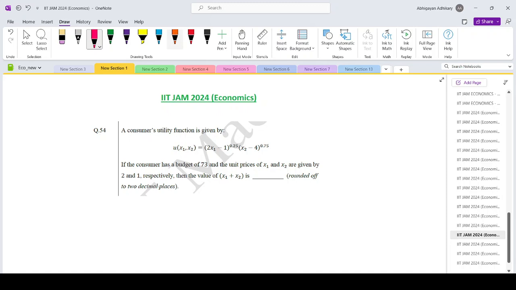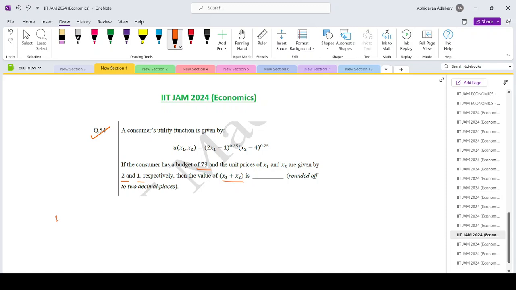Question number 54. A consumer's utility function is given by (2x1 minus 1) to the power 0.25 into (x2 minus 4) to the power 0.75. If the consumer has a budget of 73, and unit prices of x1 and x2 are 2 and 1 respectively, then the value of x1 plus x2 is how much?